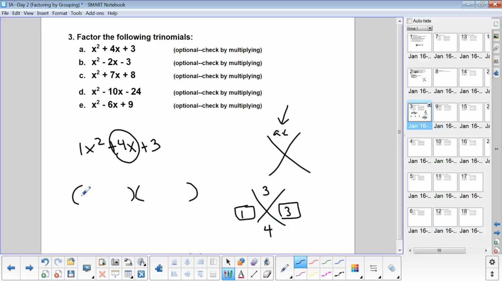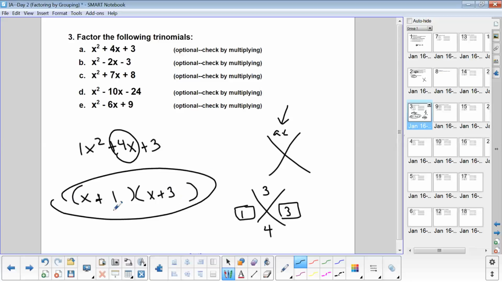So I'm allowed to write X plus 1, not 1X, and X plus 3. This is the factored form of this trinomial.